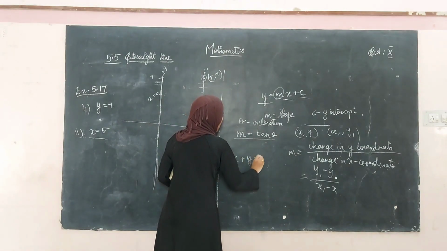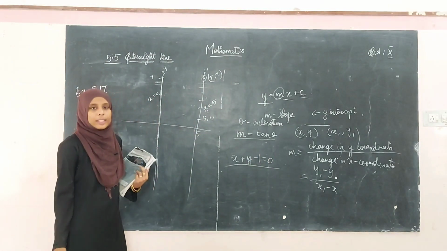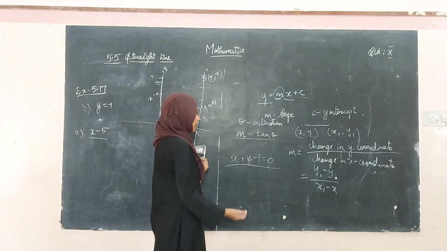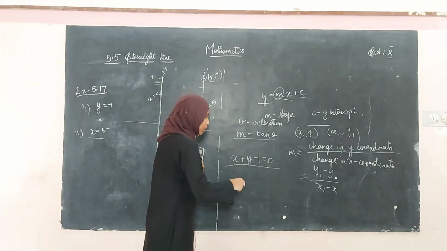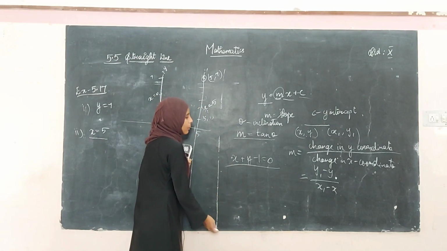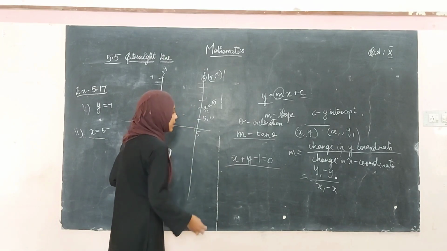x plus y minus 1 is equal to 0. See, this is the equation of the line, right? This is the equation of the line because there are two variables, x and y. These two variables are of degree 1. Therefore, this is the equation of the line. So now if an equation like this is given, how can we find the slope?